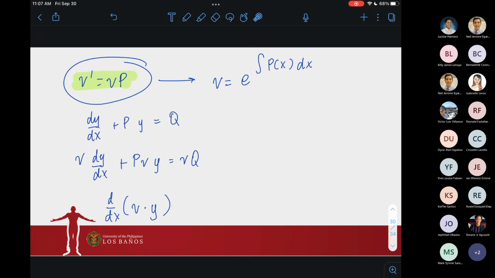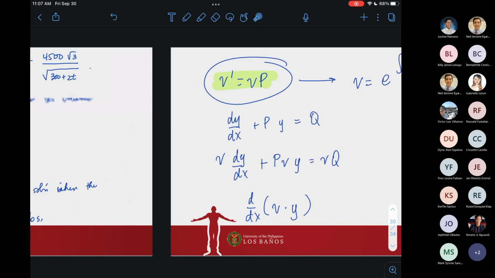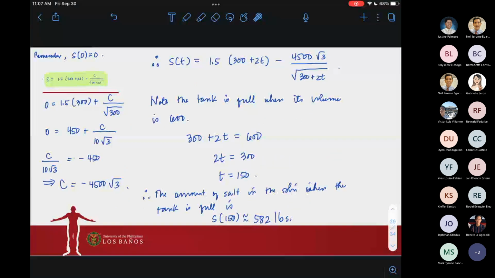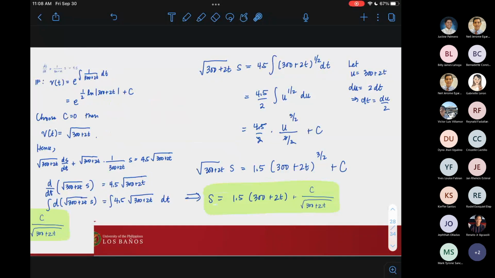So si Reynald may sabi, hindi po ba dun sa IF, if 1/2 po to remove px from being a fraction, di po ba dapat 1/2 ln ng 150 plus t? Sa integrating factor. So here. Saan part yon, Reynald? Dun ba sa integration? Top left. So dito?